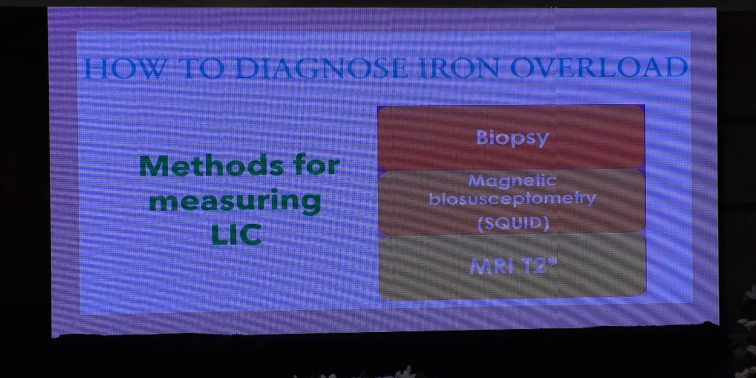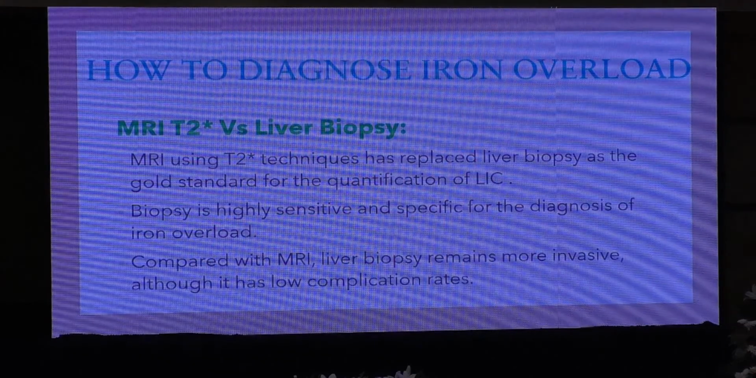So we have other measures to estimate the iron overload in the liver and in the myocardium, including biopsy in case of liver iron assessment, SQUID, and MRI T2 star. Actually, if we compare the MRI T2 star with the liver biopsy, MRI is superior to liver biopsy for the detection of iron overload. Why? Despite that the biopsy gives us the histopathology of the cells and an accurate way for detection of iron overload, it's an invasive way, so we cannot apply it for all patients. However, the MRI T2 star gives us accurate results, and it's not invasive.